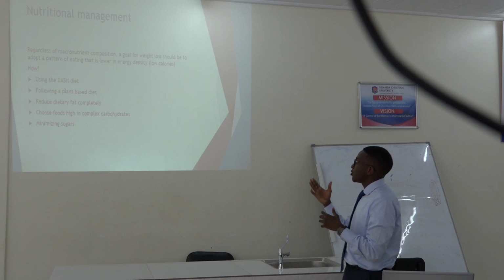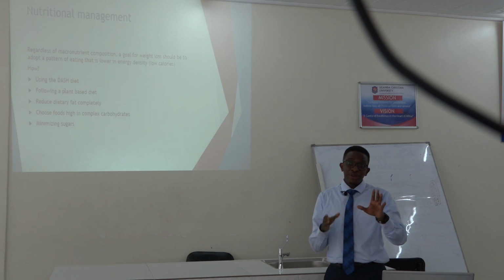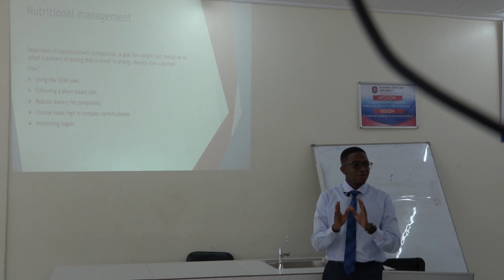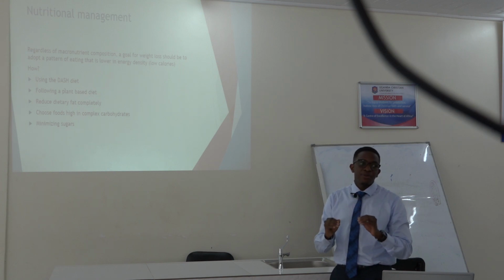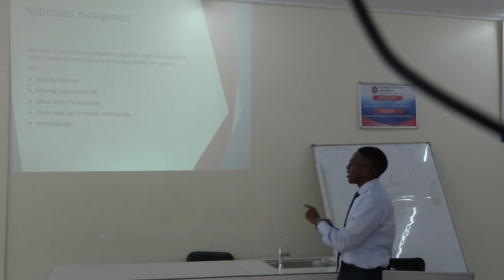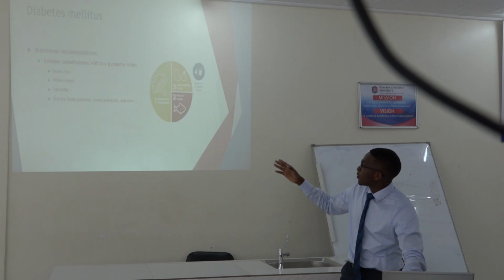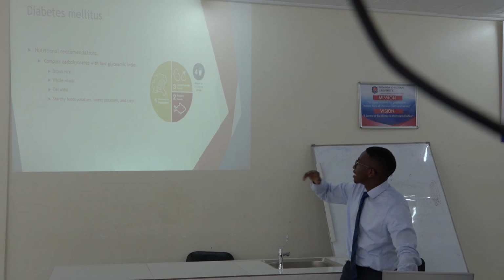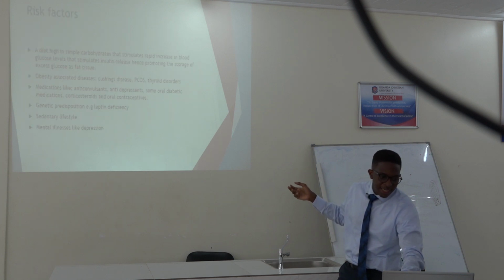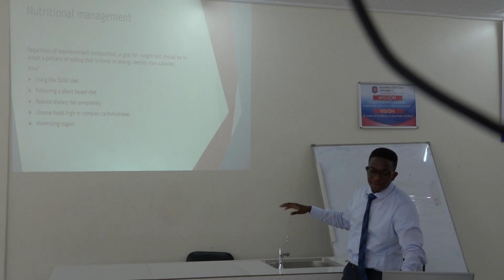Then we also have to reduce dietary fat. If you do include fat in the diet, you include the unsaturated fats only. The saturated, you try as much as possible to eliminate completely. Then you choose foods high in complex carbohydrates, as I explained earlier. We have some examples up there: brown rice, whole wheat, oatmeal, then potatoes, sweet potatoes, and corn. Corn is maize. Then you also minimize sugars as much as possible.